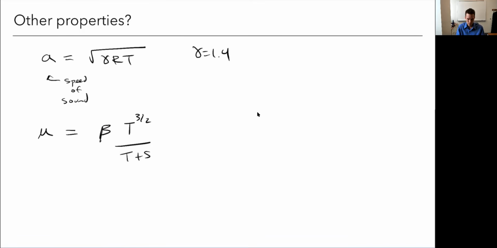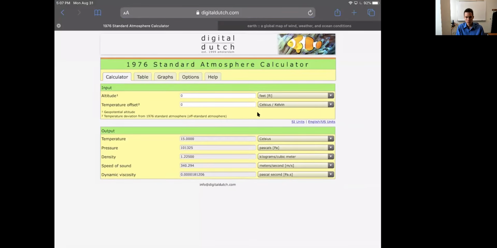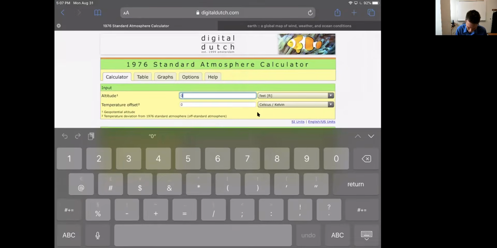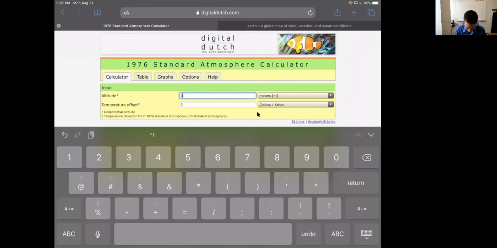A convenient way to do this is to look at some of these tables here. So let's go to this website real quick. I'm going to switch to Safari. Like I said, you can easily write this in a small amount of code, but these calculators are often convenient. So if you just search standard atmosphere calculator on Google, this is going to come up for you. So let's say, okay, this here is in feet. Let's say we just go to meters. We can pick different units, we can plug in what we want.